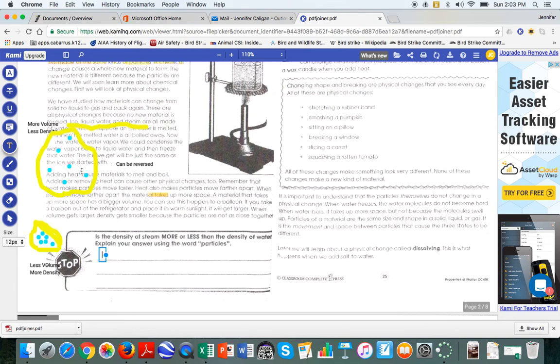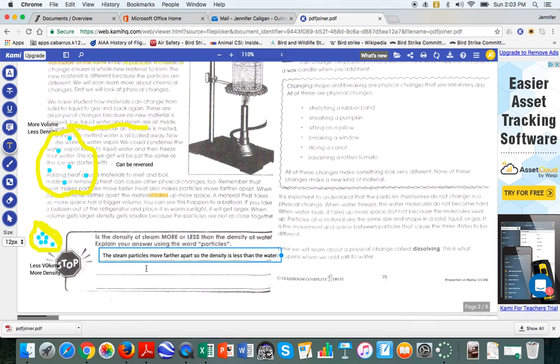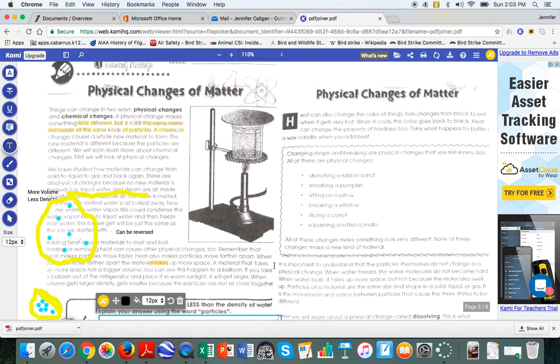So the way I explained it was the steam particles move farther apart, so the density is less than the water. Because when the water is in the pot, it's like this, okay? Then when it comes up here, it moves apart. So that's why it's less dense here, more dense here. Don't get too concerned if that super confuses you.